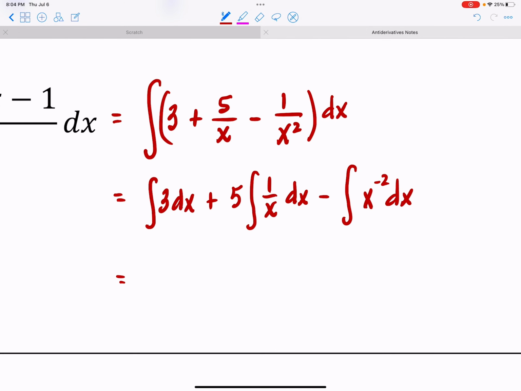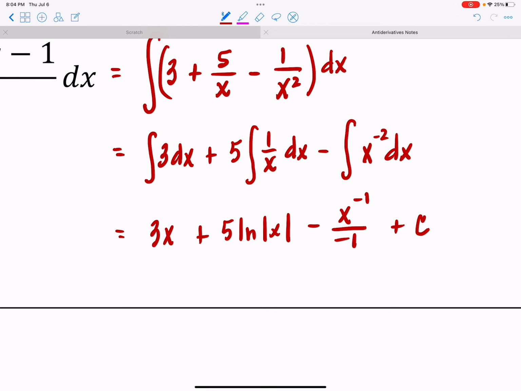So the integral or antiderivative of a constant is going to be linear, so this is going to give me a 3x. Plus here it's 5 times 1 over x. Remember, that's our natural log of x. And then here we're going to subtract. This becomes x to the, add 1 to the exponent, and then divide by the new exponent. And then finally, we'll add on our constant of integration.